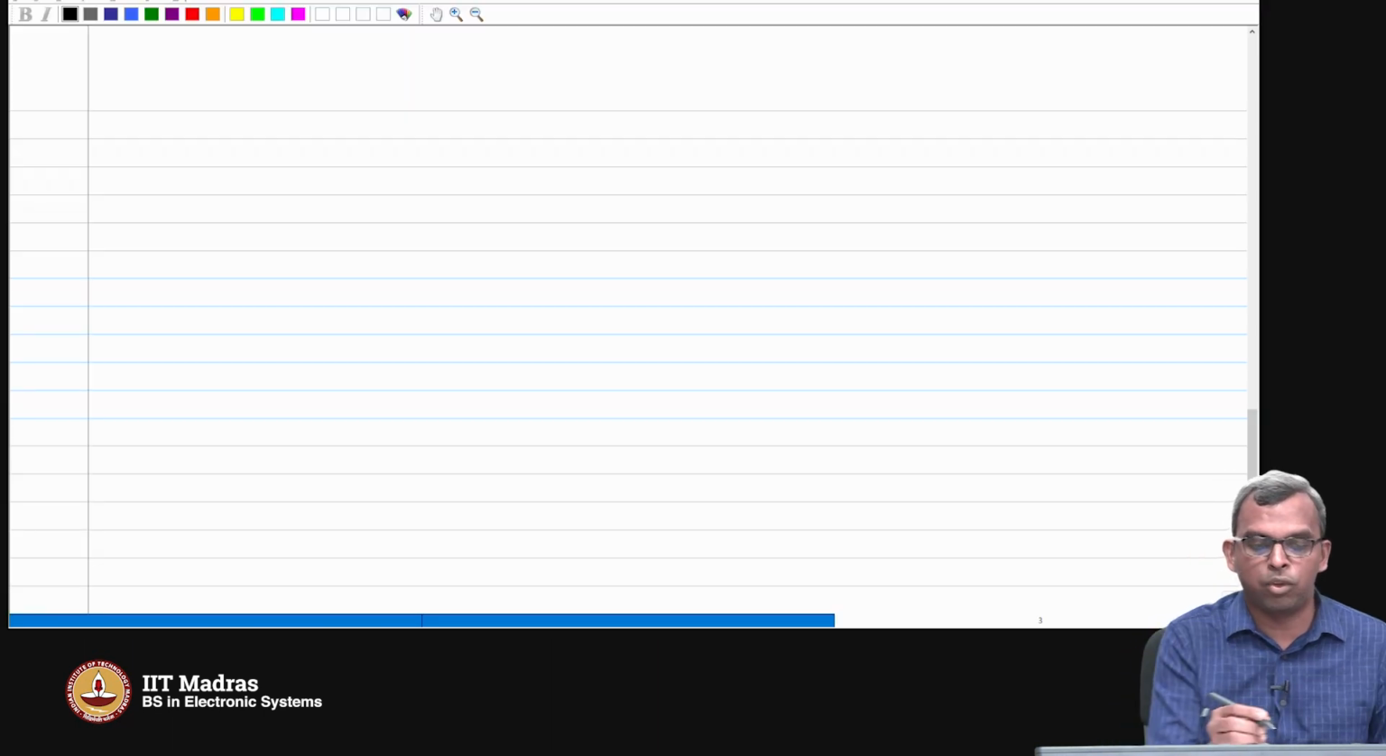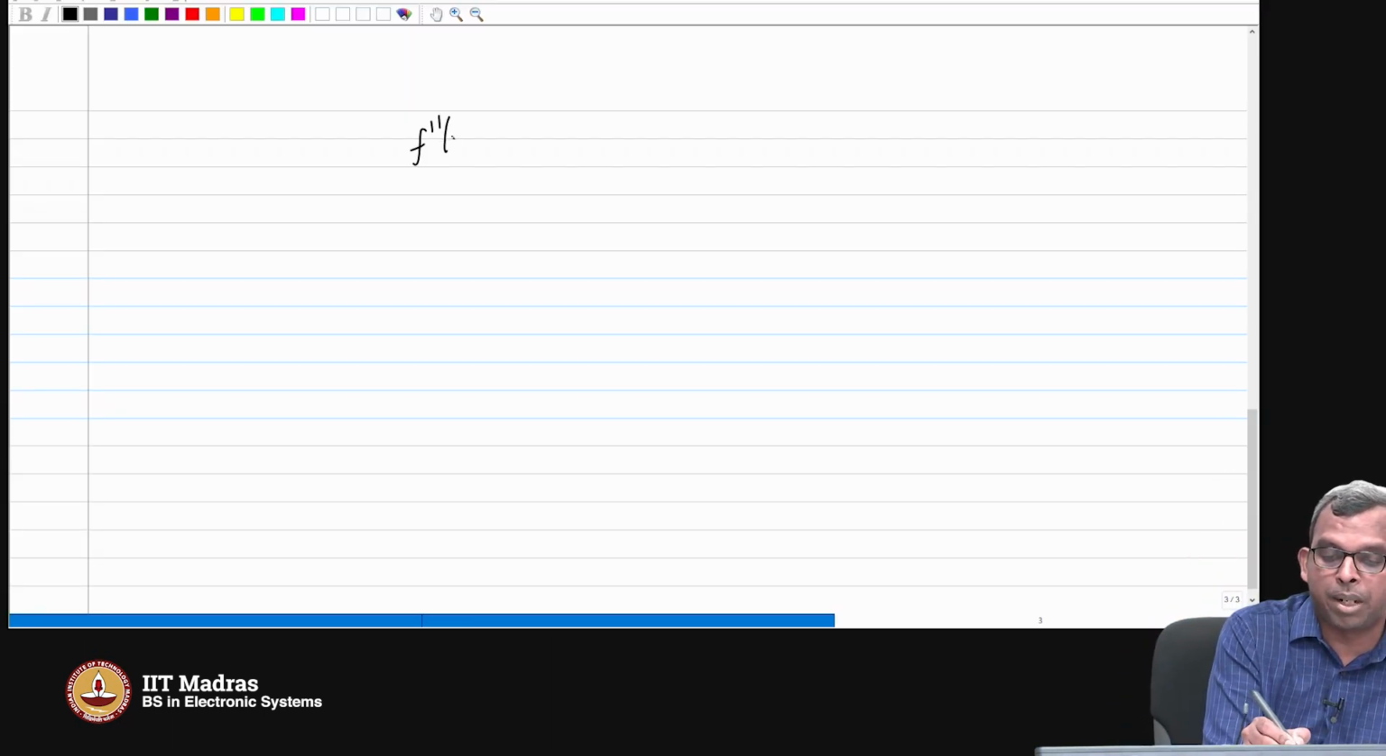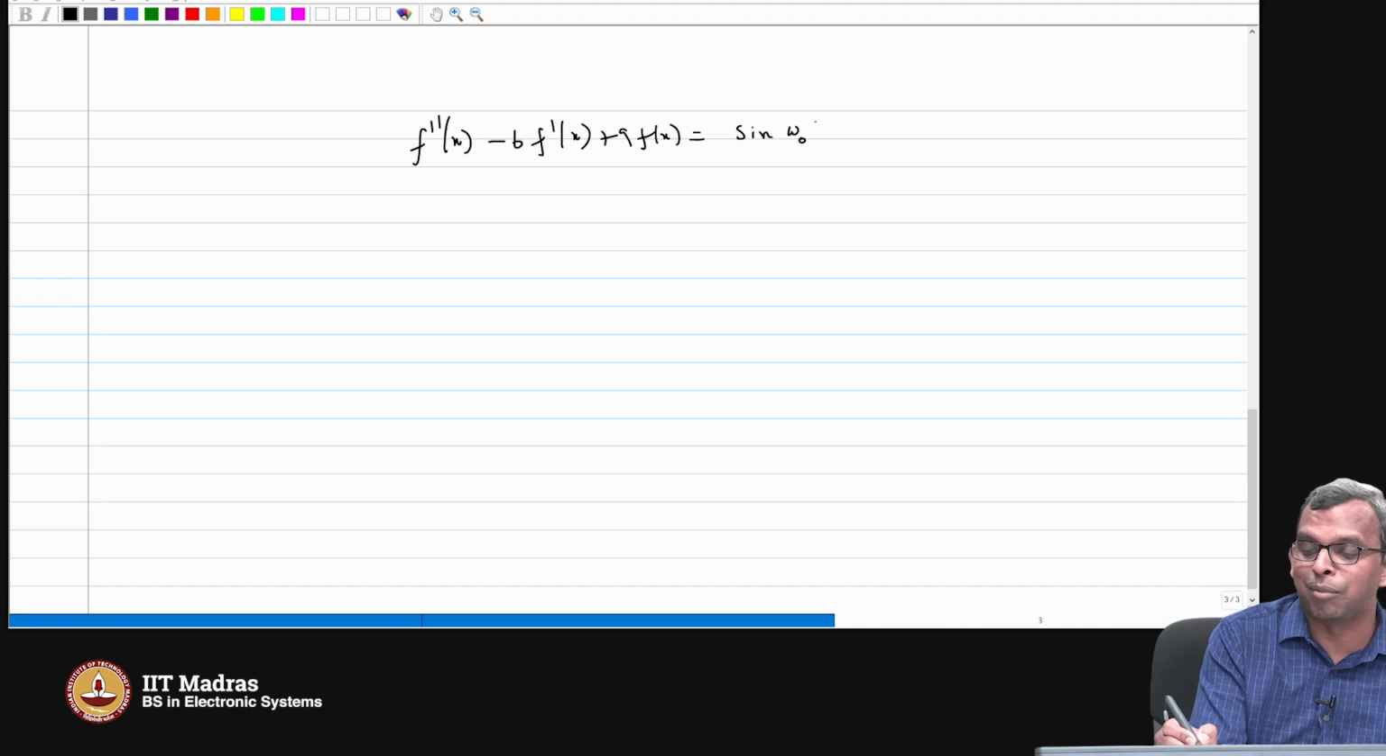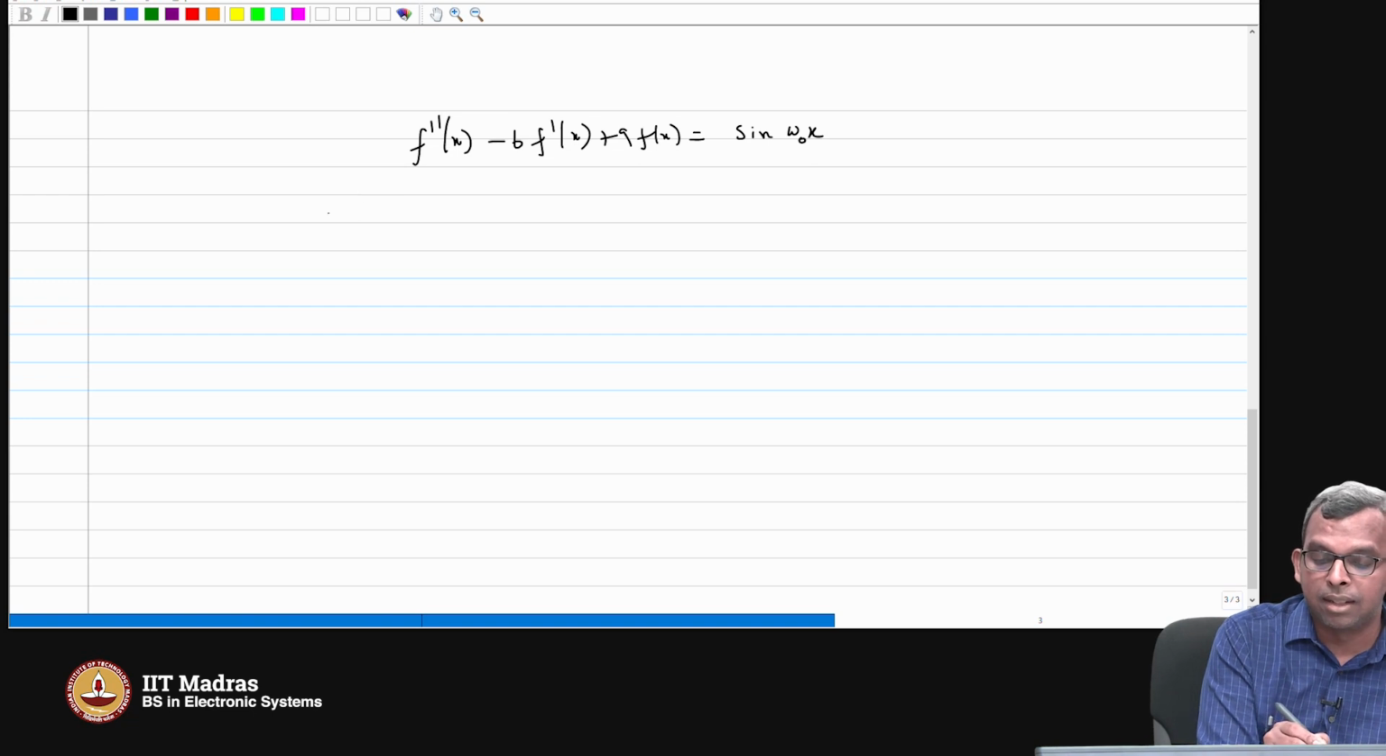Okay, so let's change this forcing function. So I have f double prime of x minus 6 f prime of x plus 9 f of x equals, let's say, sine, I'll keep some factor here, I'll put omega naught t, so omega naught x. Okay, so this is my factor. Let me leave the coefficients alone for now. Okay, so once again, the homogeneous case is easy to see. Homogeneous is what?